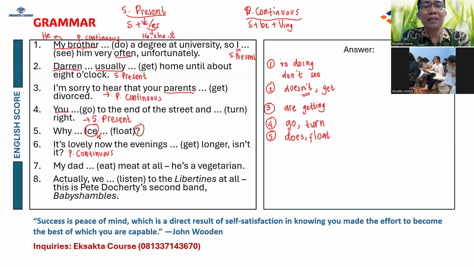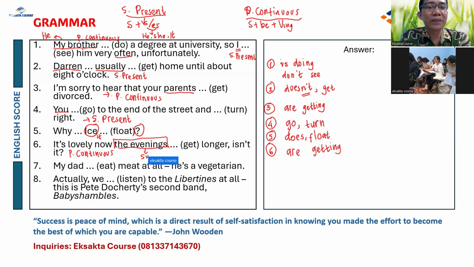Why use are? Because the subject is more than one. Don't forget about getting, verb double T, because there is a vowel between consonants. The subject here is not it, but the evenings. The evenings are getting. Okay, that's about number six.